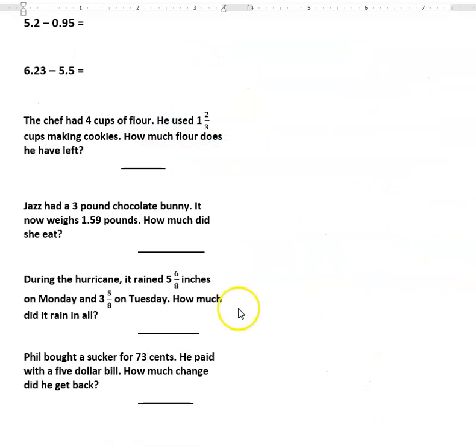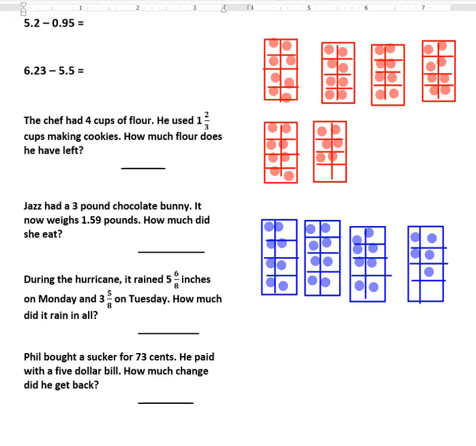2 to go. During the hurricane, it rained 5 6/8 on Monday and 3 5/8 on Tuesday. How much did it rain in all? Okay, I'm going to stop while I draw my picture real fast. Okay, so I shaded in 5 whole ones and 6/8 of one. So the red is what it rained on Monday. Down here I shaded in 3 whole ones and 5/8 of one, which is what it rained on Tuesday. How much did it rain in all? So we need to add these.